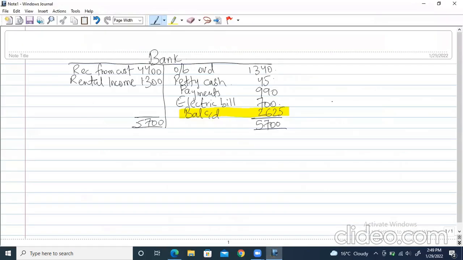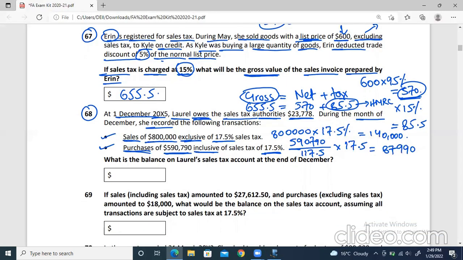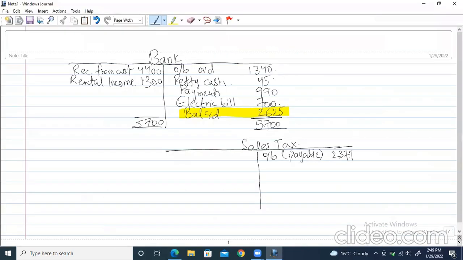Now let's make a sales tax account. First we have to write the opening balance. You remember in the start of the question, there was a payable opening balance that she owed to the tax authorities, and this was 23778. You can see over here. Now let's write the input tax and the output tax.